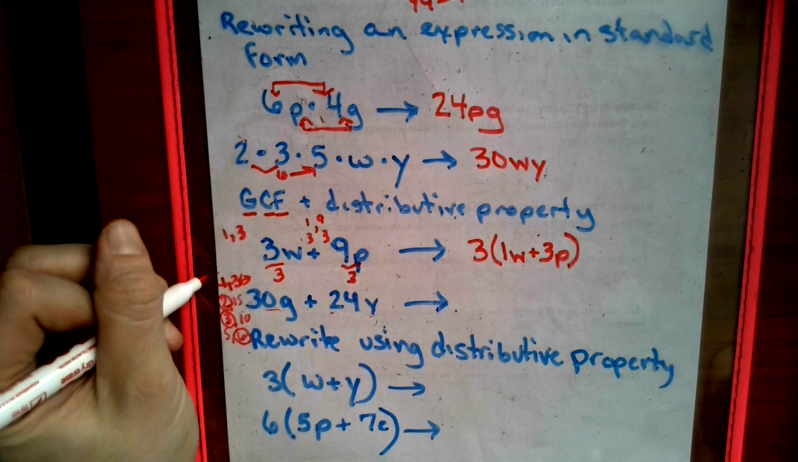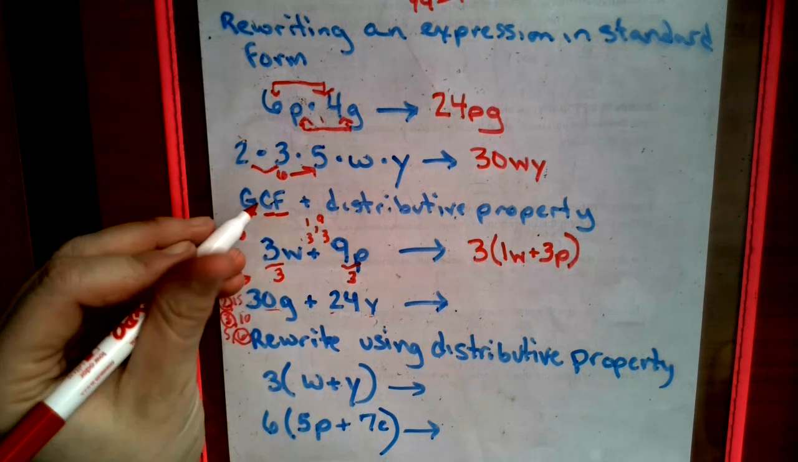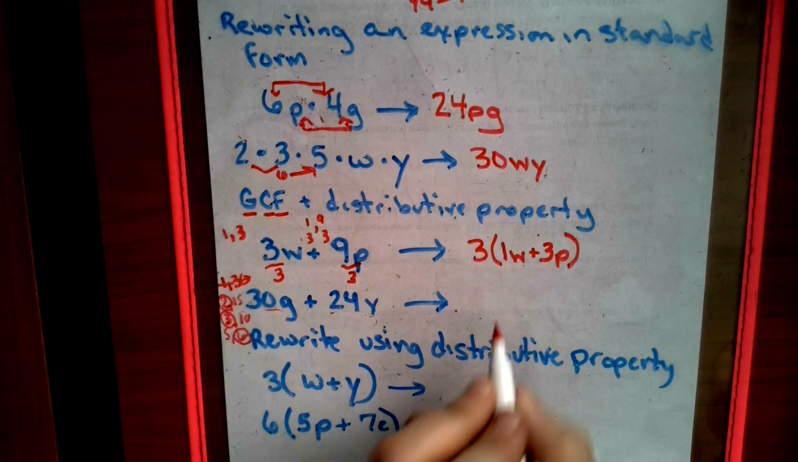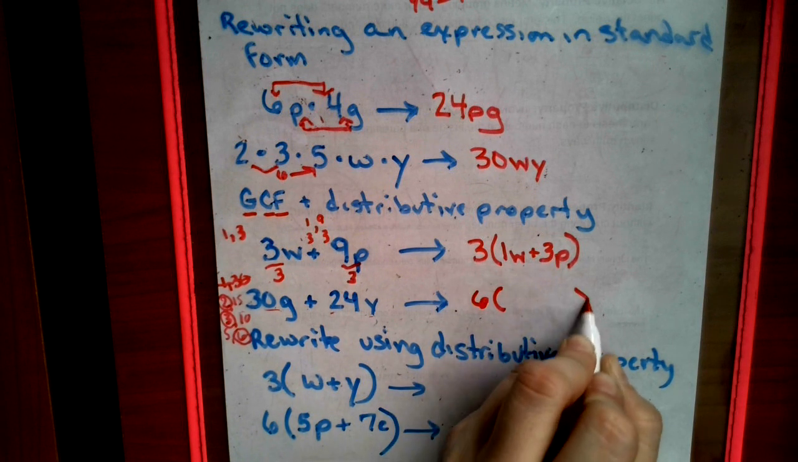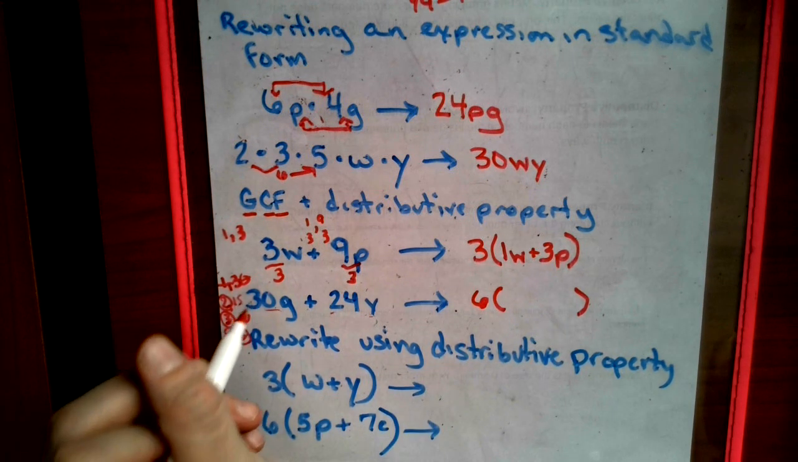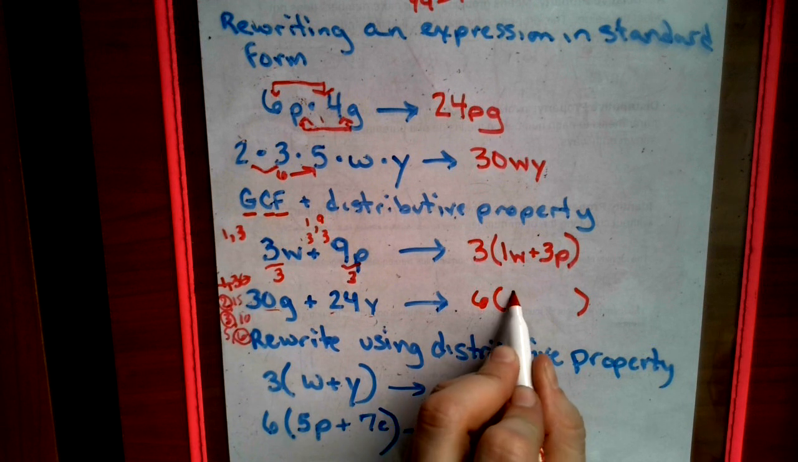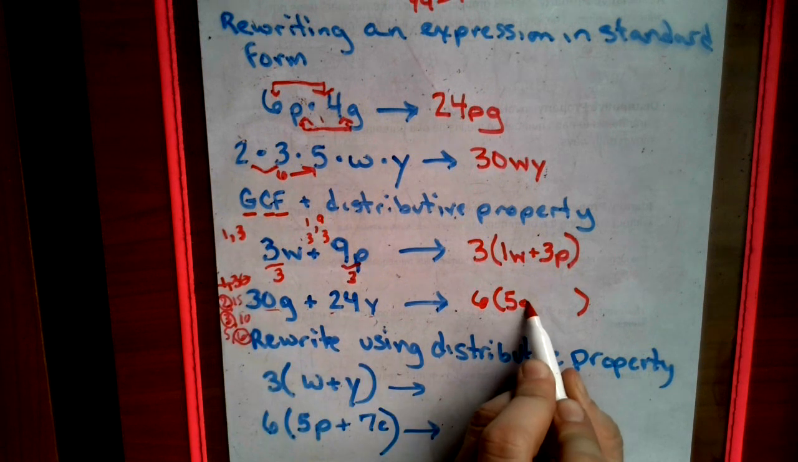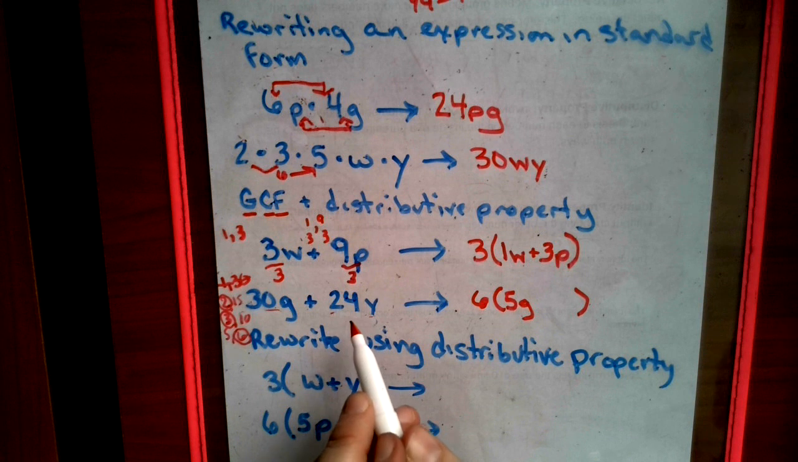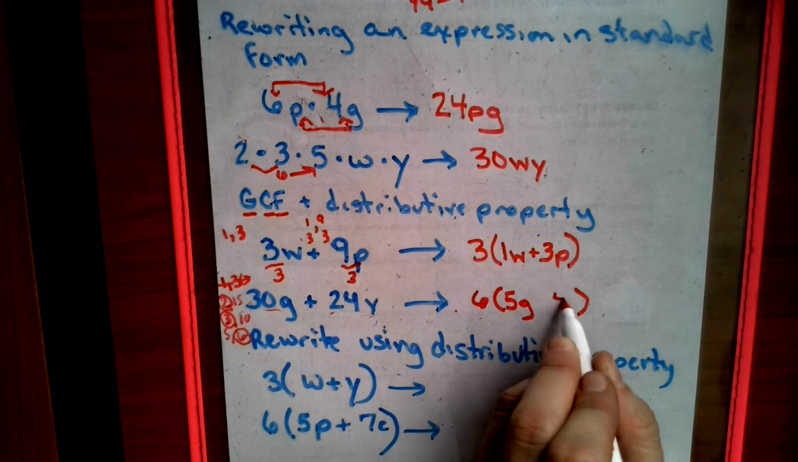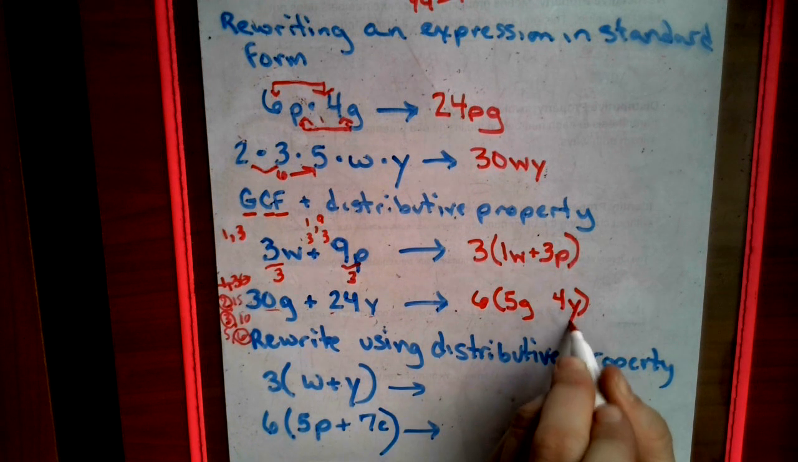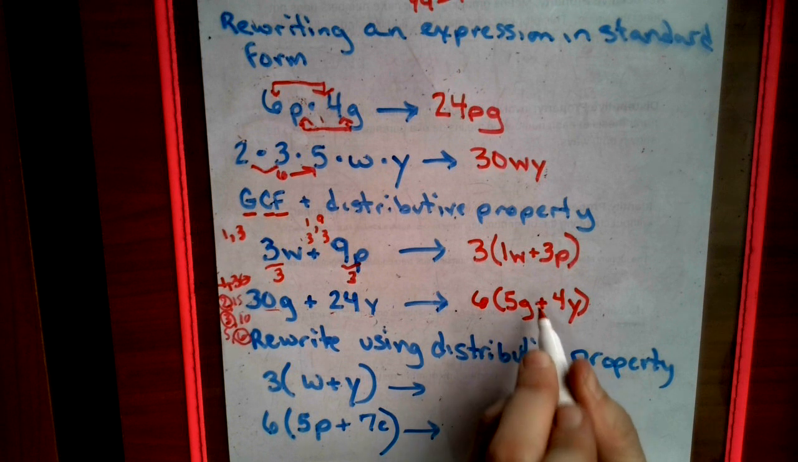What's the biggest thing they have in common? Hence, greatest common factor would be 6. We're going to pull that out by division. How many 6s are in a 30? 5 with a G left over. And how many 6s are in 24? That would be 4 with a Y. A plus sign in between.